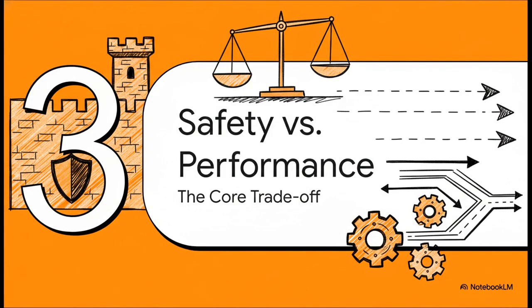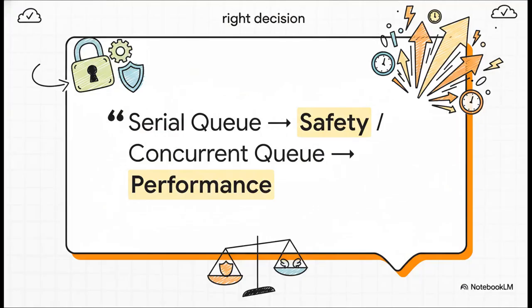So now we've got these 2 powerful tools, right? One gives us perfect order and safety. The other gives us incredible parallelism and speed. And this brings us right to the heart of the matter, the core trade-off you're always making with concurrency. Seriously, if you remember only one single thing from this whole explainer, make it this. This is your mental shortcut. Need to protect some data and make sure things happen in a specific order? Serial queue. That's safety. Need to blaze through a bunch of independent tasks as fast as humanly possible? Concurrent queue. That's performance. Safety versus performance.